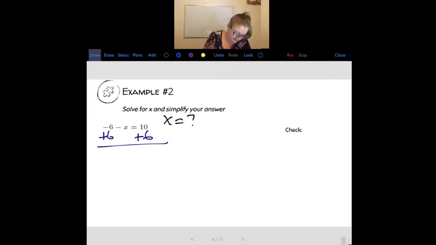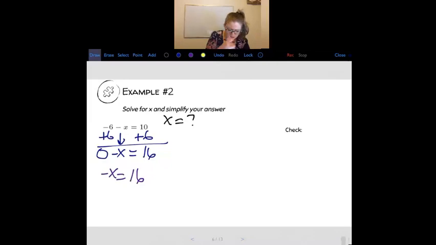Okay, and I'm going to write exactly what I have. Negative 6 plus 6, this becomes 0. I didn't do anything with the minus x, so it comes straight down. Bring down your equal sign. Again, right-hand side and left-hand side are really important here. And 10 plus 6 is 16. Okay, so now another way of writing this is negative x is equal to 16.